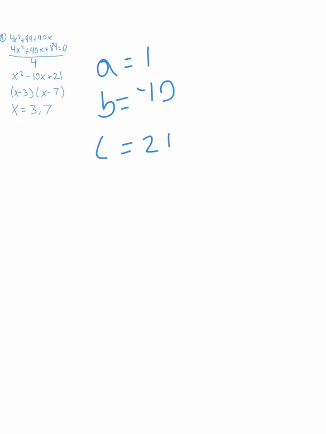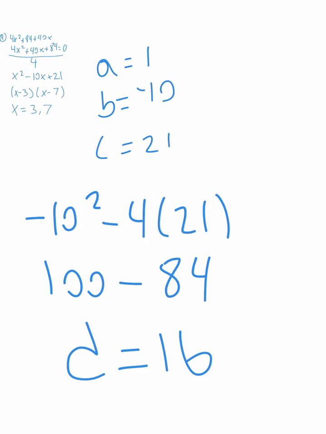For our discriminant, we have a equals 1, b equals negative 10, and c equals 21. Once you do that, you substitute all the numbers into the discriminant equation, which will give you the answer for the discriminant, which will be 16.